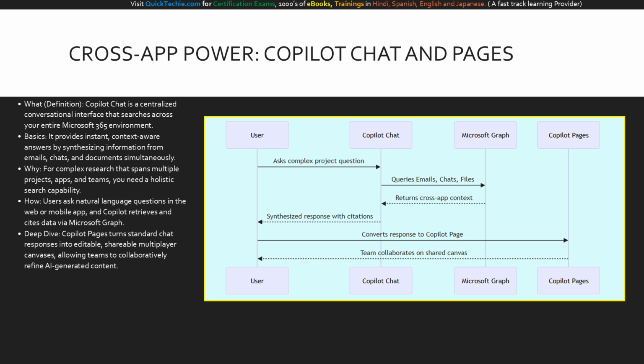The user converts that response into a Copilot page. This shifts the interaction from a private AI query into a shared, collaborative canvas where the entire team can edit and refine the AI's output together. This is the future of collaborative AI.